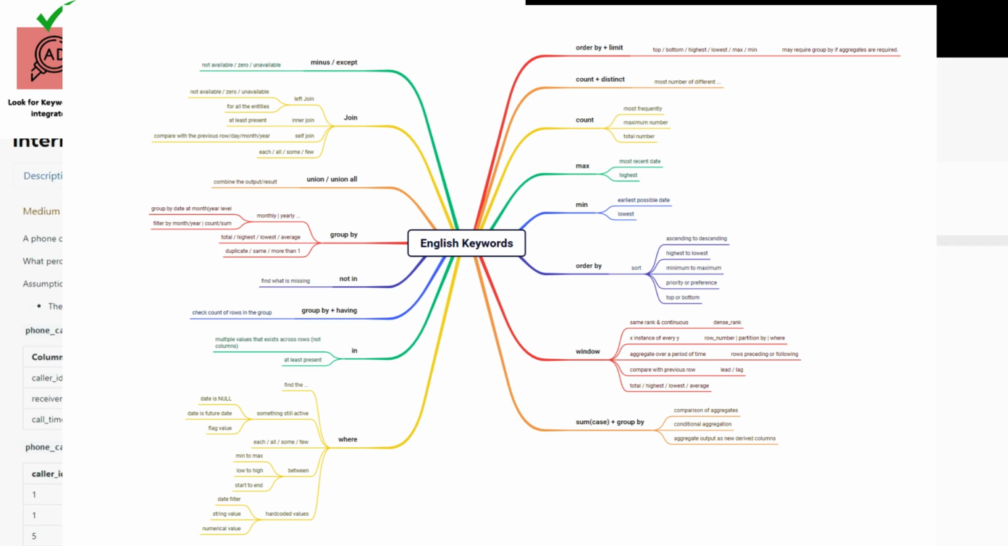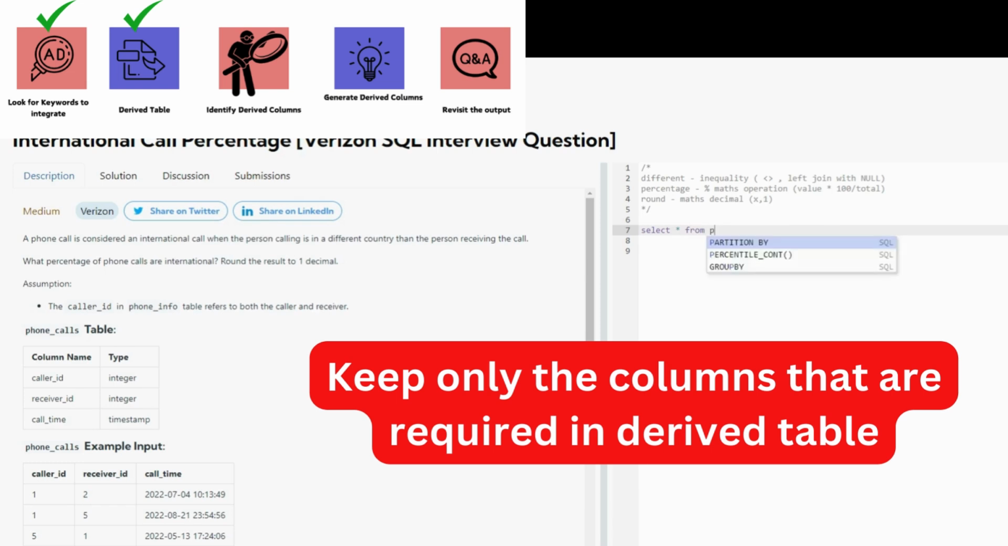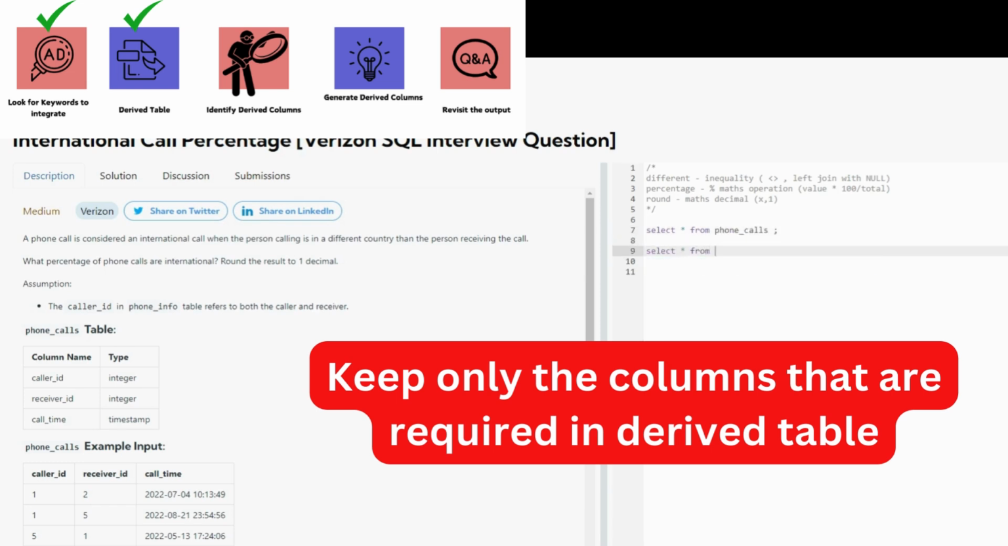So the keywords are already here. We have different, percentage and round, 3 main keywords we can get from the English question. Rest of the filler information is used to build the logic. The second part is determine the derived table. So as usual, I will write select star from phone calls and select star from phone info. 2 tables we have, right?